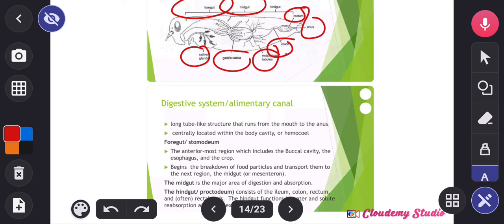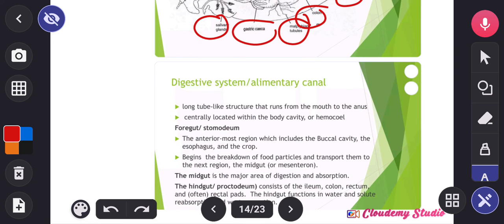The digestive system of insects is a long, tube-like structure that runs from the mouth to the anus. Hence, we can say that they have a what? They have a complete digestive system, and they are centrally located within the body or the hemocele. You know what a hemocele is, which is the body cavity. In their body cavity, we have the foregut, which is the stomodeum.